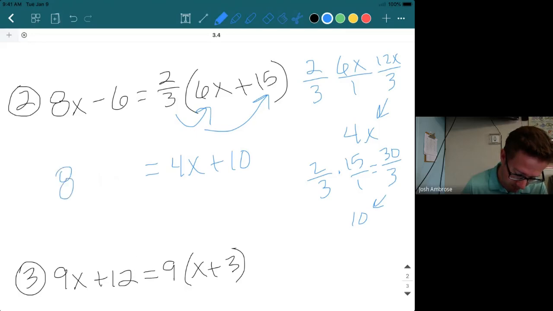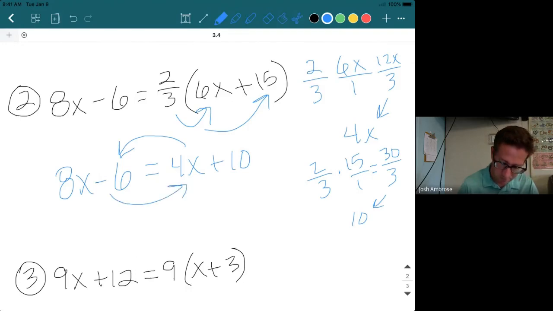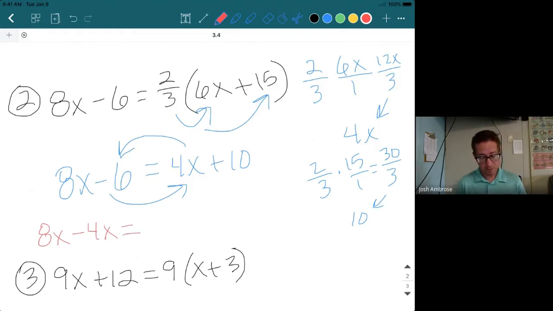Let's write the other side, 8x minus 6. Now we need to move things around. I'm going to take the 4x and move it over here, and take the negative 6 and move it over here. Now we need to rewrite it, but pay close attention to the sign changes. 8x did not move, but the 4x did. It's now a negative 4x. The negative 6 moved to the right. It's now a positive 6, plus 10, because that plus 10 did not move. All right, still there.